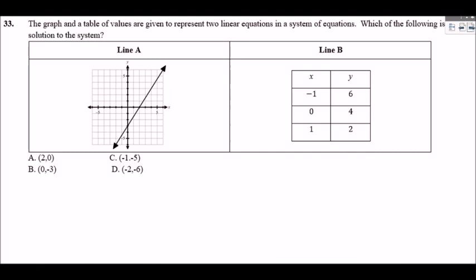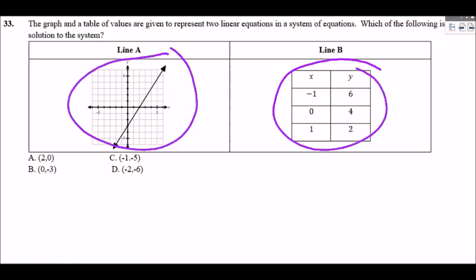The graph and table of values below represent a system of equations. Which of the following is a solution to their system? So I'm just going to plot these points onto this graph and then cross. So negative 1, 6, 0, 4, and 1, 2. There's my graph. Where do they cross? They cross somewhere around 3, 1. So my graph won't be perfect, but I'm going to look for something similar to that.